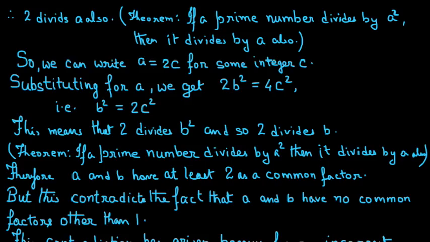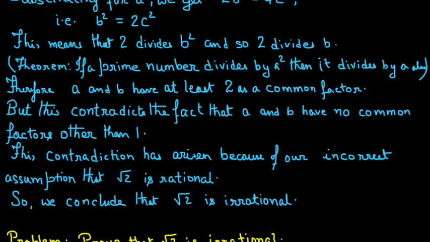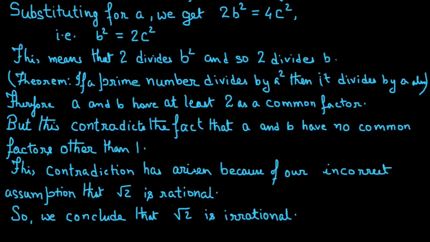Therefore, a and b have at least 2 as a common factor. But this contradicts the fact that a and b have no common factor other than 1. This contradiction has arisen because of our incorrect assumption that root 2 is rational. So we conclude that root 2 is irrational.